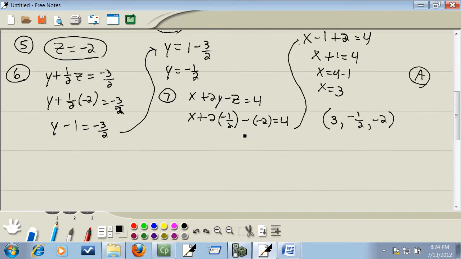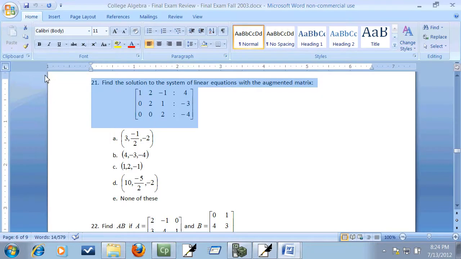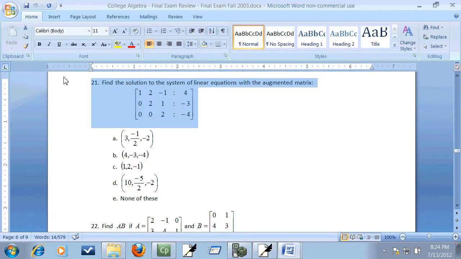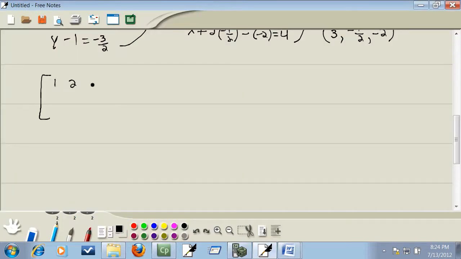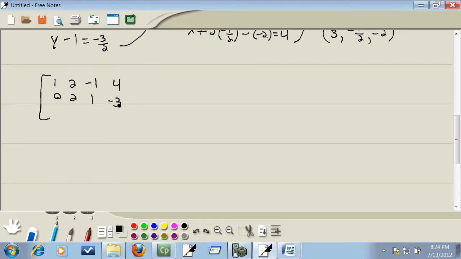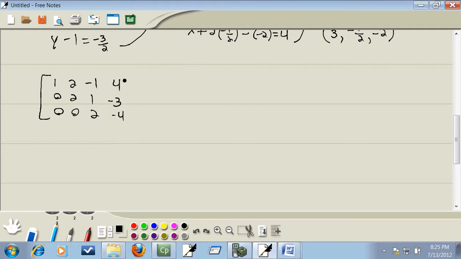Now we can use the Rref method on this. So what I can do is take that matrix, plug it into our calculator, and just do the Rref. So I got 1, 2, -1, 4, 0, 2, 1, -3, 0, 0, 2, and -4. So let's go put this in.